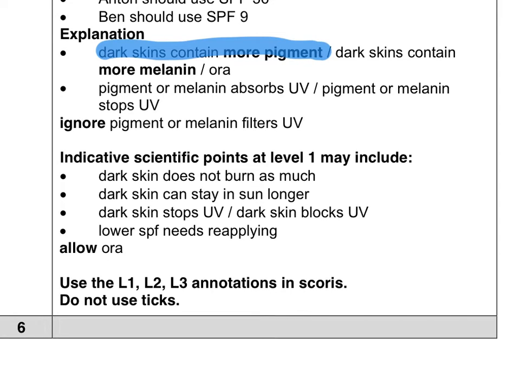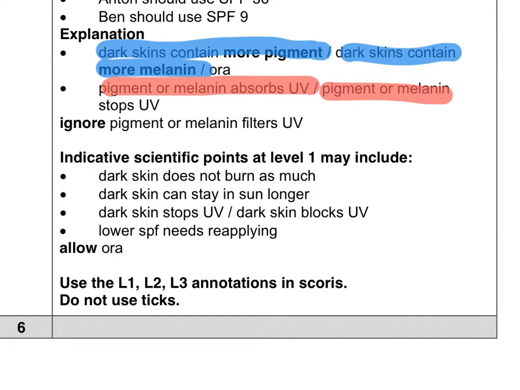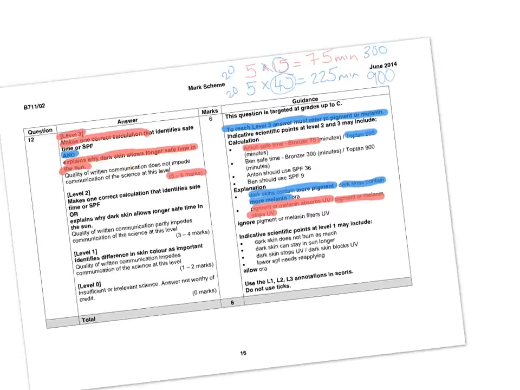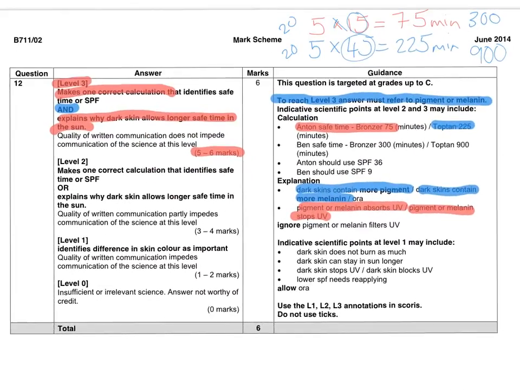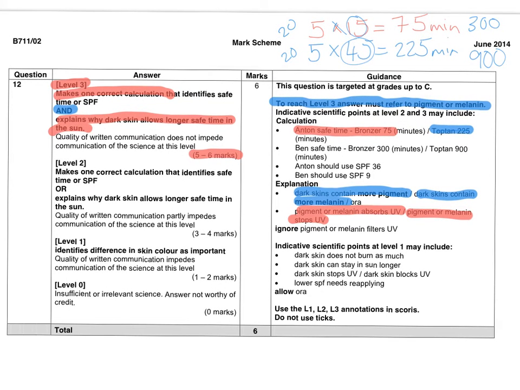Dark skin contains more melanin, okay? So therefore, the pigment or melanin absorbs UV, or you could also say pigment or melanin stops UV, okay? So just the fact that you've got more pigment in your skin, it stops more of the UV, and so you're less likely to get burnt. All right? That, although from the outset it looked like quite a tricky 6-mark question, I'm sure you'll agree, now that I've talked through it, it's actually not that bad.